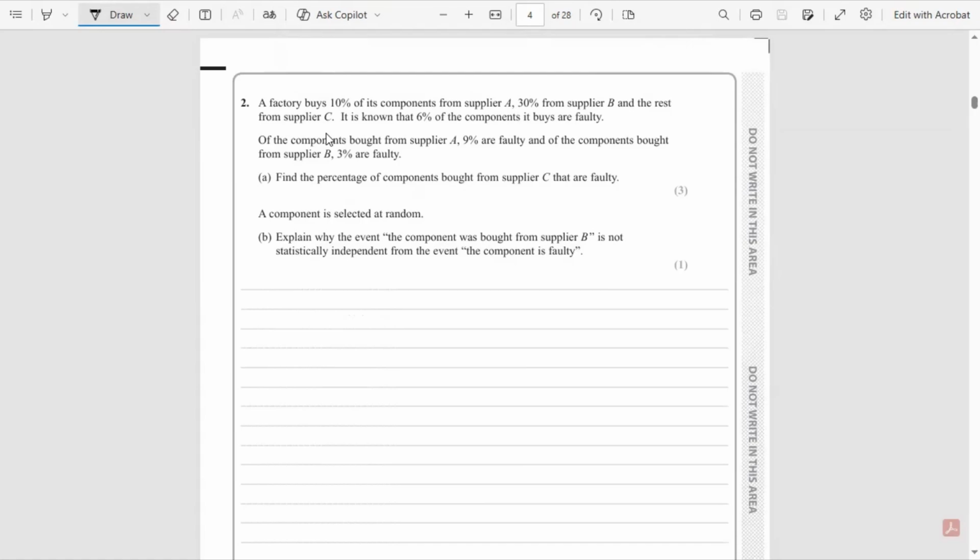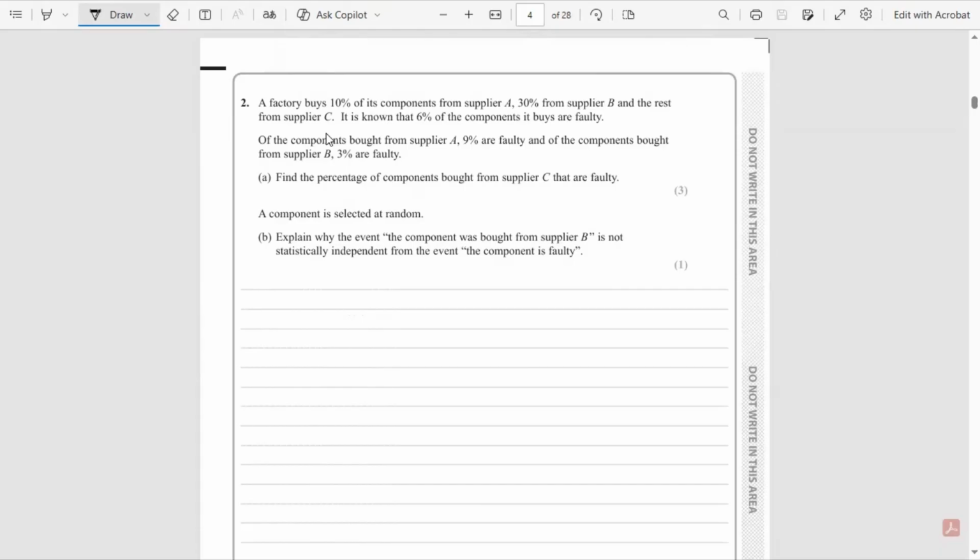Hi everyone. So in this video, we're going to work through a Year 12 stats question from the AS 2018 paper on independent events. A factory buys 10% of its components from supplier A, 30% from supplier B, and the rest from supplier C.